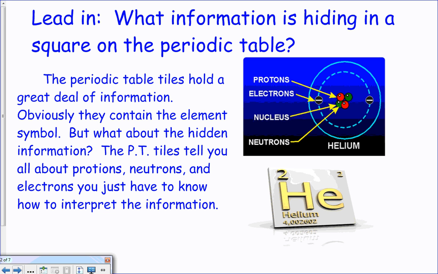All right. What information is hiding in a square on the periodic table? See down there, there's a nice Photoshop version of a helium tile, and it's got a bunch of numbers in it. I mean, He, that's a symbol. Helium, that's the name. We know about that. We did a quiz on that. But what does the other stuff mean? It's a code, and I'm going to teach you how to understand that code. So make sure that you've got this stuff, because you're going to have to interpret these tiles for the rest of the course.